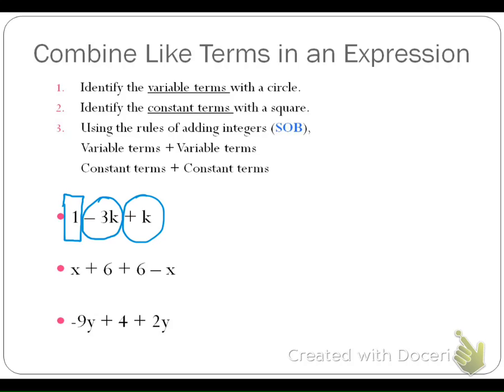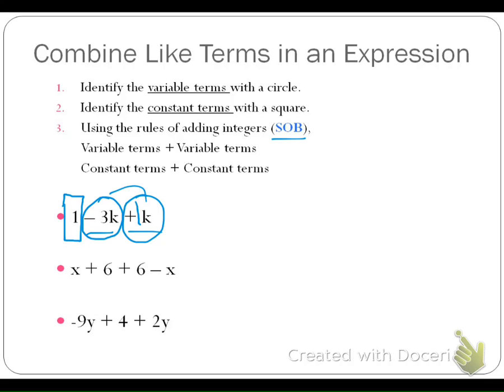Once you've identified your variable terms and your constants, you can combine them. Combine your variable terms together by using the rules of adding integers, or SOB. So we have the variable term of negative 3k and the other variable term of positive k. Now when you use your rules of adding integers, what you are adding or combining together are your coefficients, the numbers that are in front of the variables. Well, negative 3, I can see that coefficient, but what's the coefficient of k? Remember, if you do not see the coefficient, it is 1, and the sign that goes with it, so in this case it's positive 1.